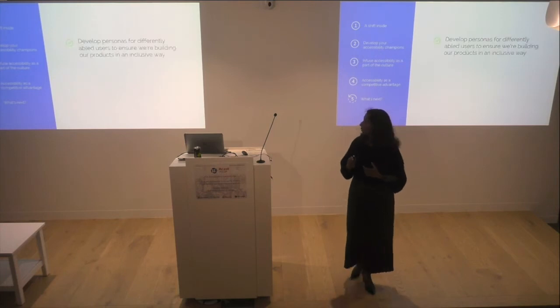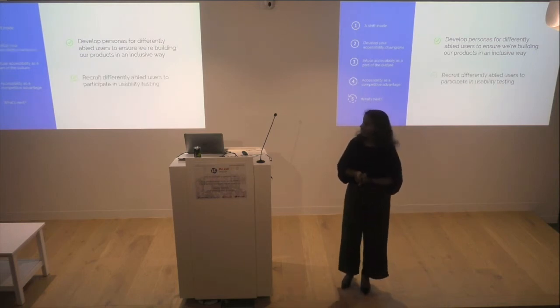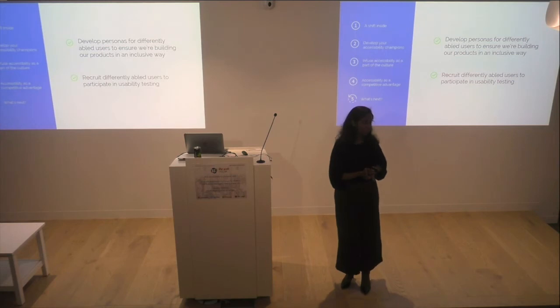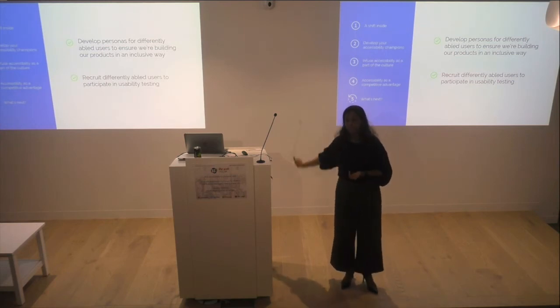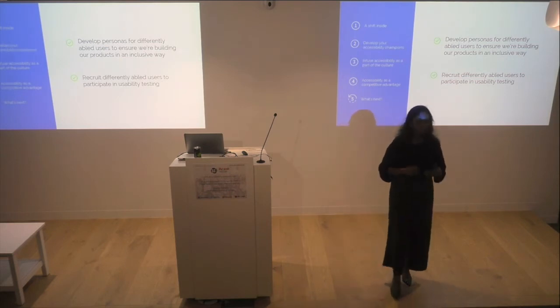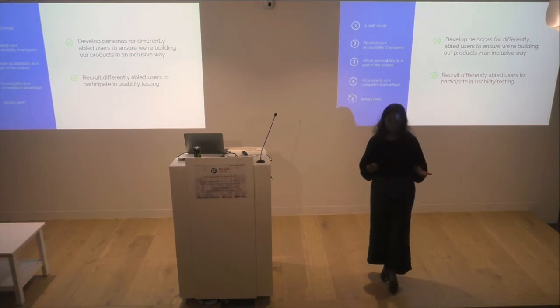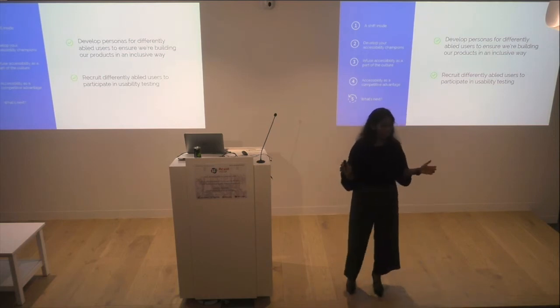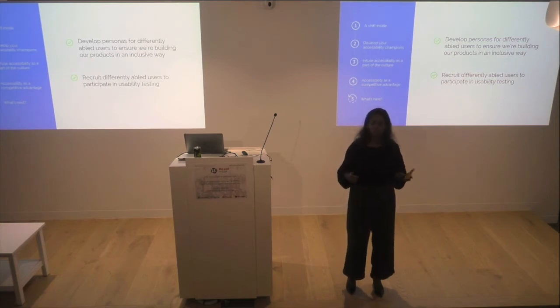So one thing I want to go back and do is develop personas for differently abled users to ensure we are building products in an inclusive way. And the next is to recruit differently abled users to participate in user testing. This is an area we haven't done yet. So this is something I'm really focused on next year, to test with real users to see how much the checklist or the guideline certification is real and true. It is true, I would say 95%, but I guess there's a small percentage of things that we miss out if you don't know really.